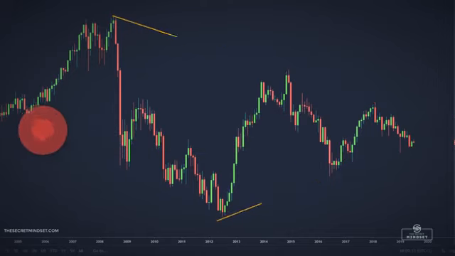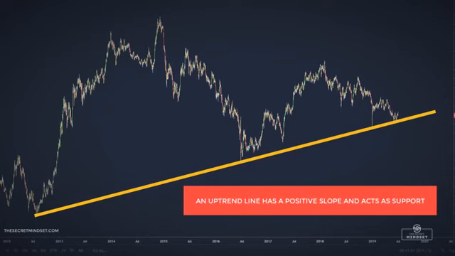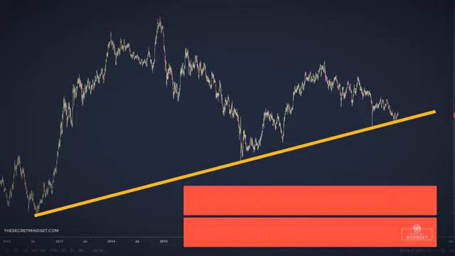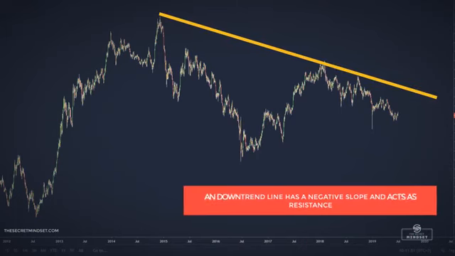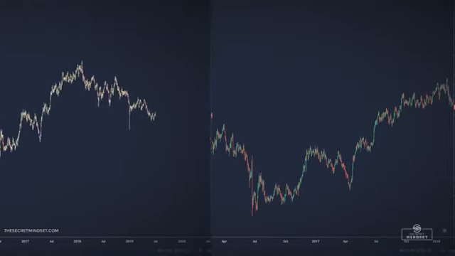An uptrend line has a positive slope and acts as support. As long as the market price remains above this trend line, the uptrend is considered intact. A close of the price below the uptrend line is suggesting that a change in trend could be on the cards. A downtrend line has a negative slope and acts as resistance. As long as the price remains below this trend line, the downtrend is considered valid. A close of the price above the downtrend line suggests that a change in trend might happen.